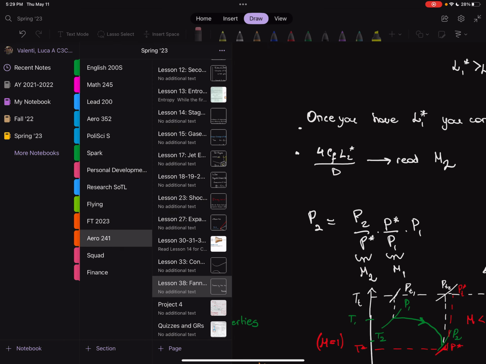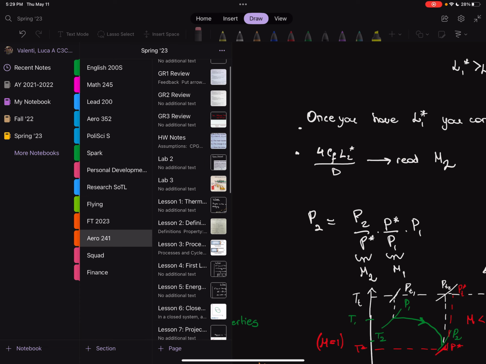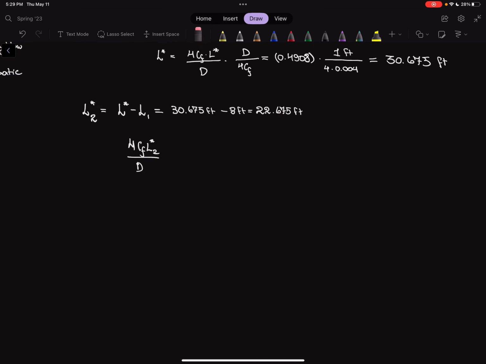So let's go back to the homework here. And we want to find this. Well, that's going to be what? It's going to be 4 times 0.004 times 22.675 feet divided by 1 foot. So the feet cancel out here and here. And then we input everything into the calculator and look at what the result is going to be.